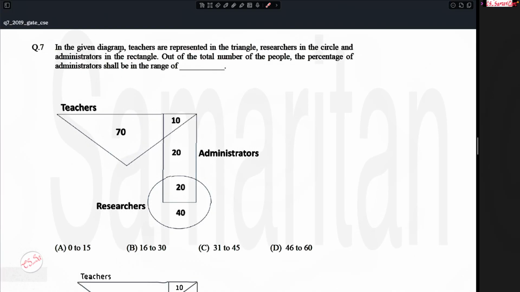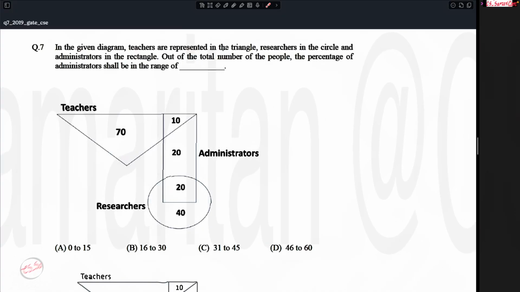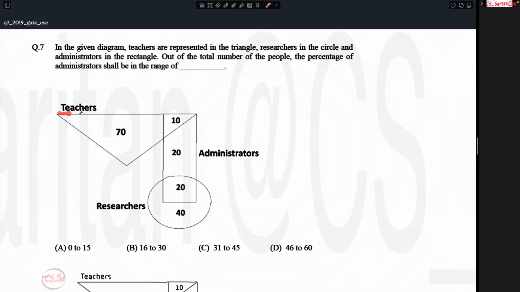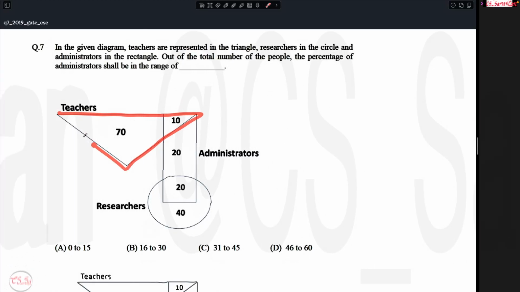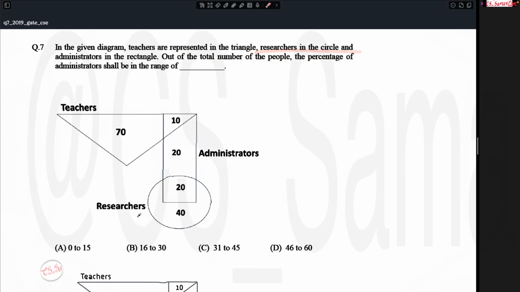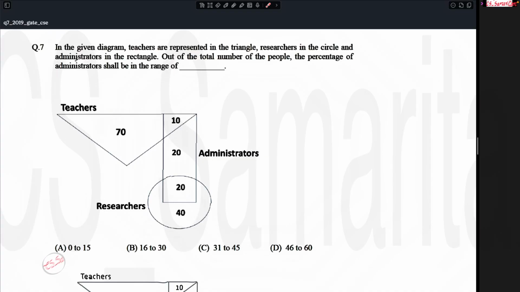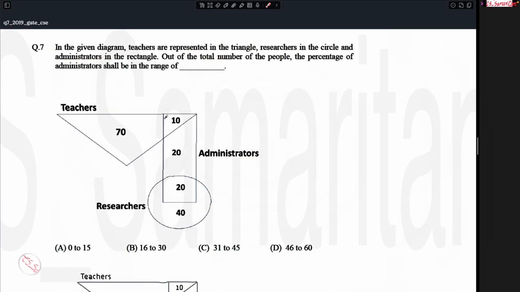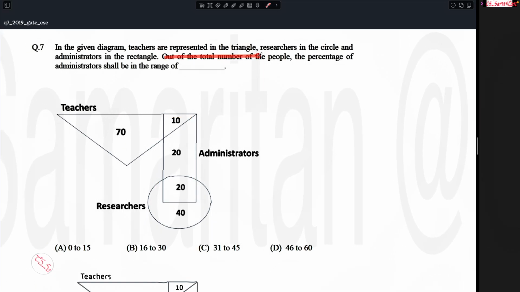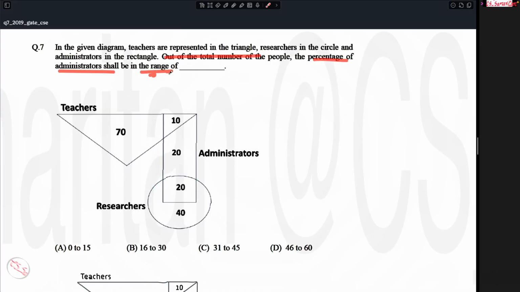The question states that in the given diagram, teachers are represented in the triangle. So teachers are represented by the quantities that are present inside of the triangle. Researchers are in the circle, so researchers are the quantity inside of the circle. And administrators are inside of the rectangle. So this is your rectangle. Out of the total number of people, the percentage of administrators shall be in the range of.